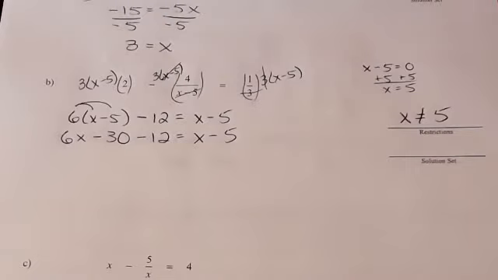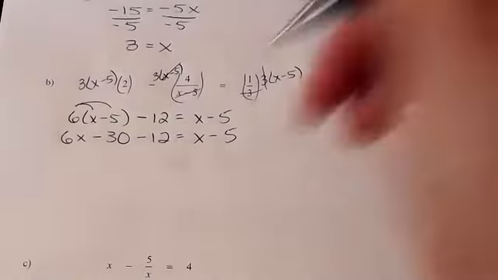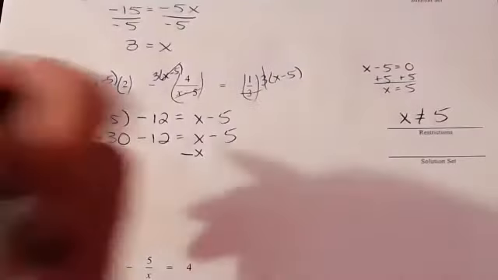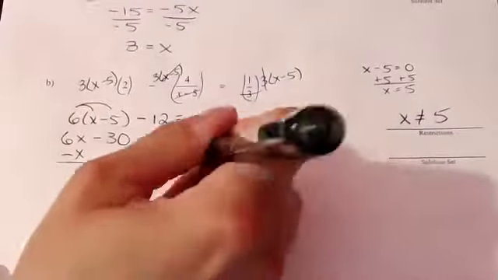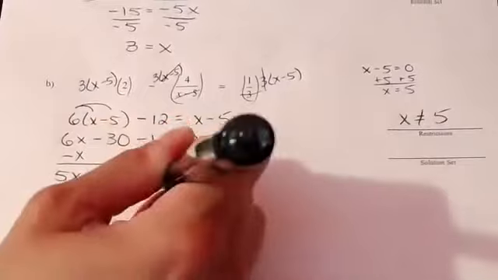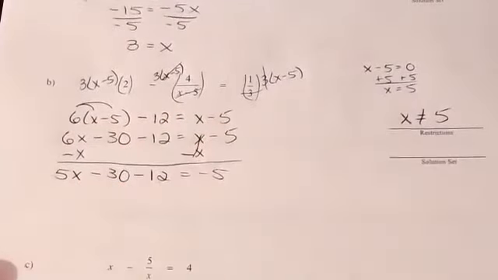Can we take the X from one side? Sure. Is it okay if I bring the smaller one over? Yeah. Okay. So I have 5X minus 30 minus 12 is equal to -5.